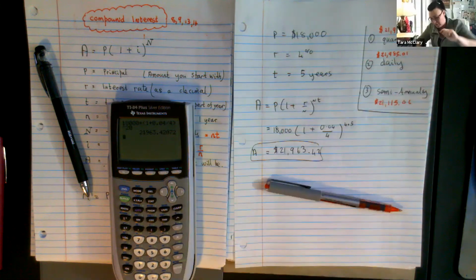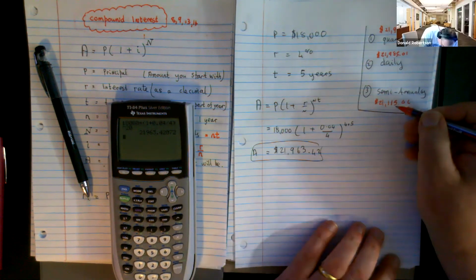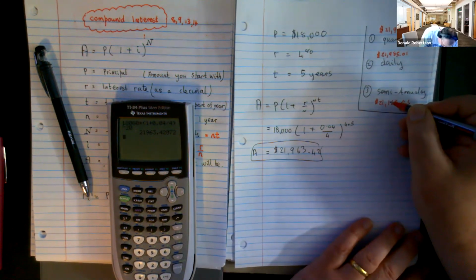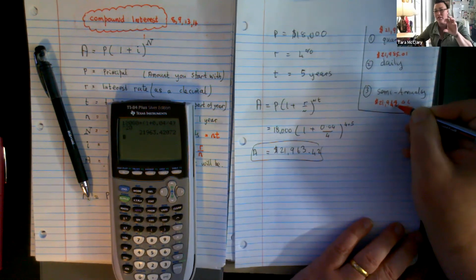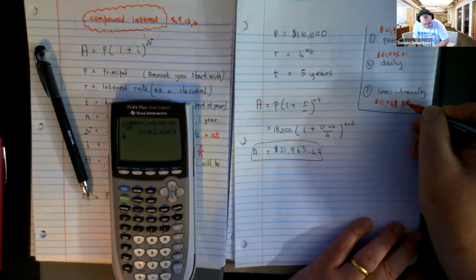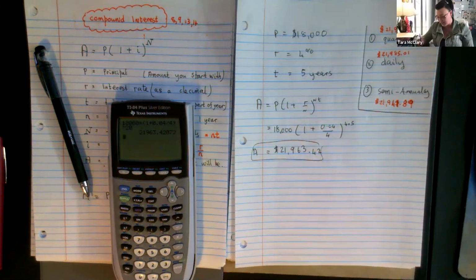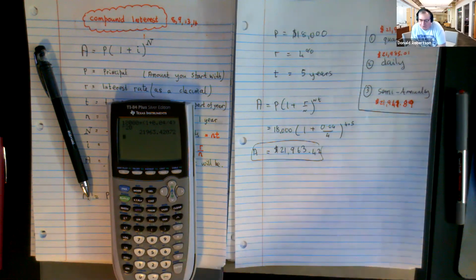Actually, the one you notice for the semi-annual, that figure of 21,115, it should have been 21,941 and 89 cents. She forgot to exponent it. You have to put the brackets in it, otherwise it'll give you a couple hundred dollars difference because the calculator doesn't do the operations properly.